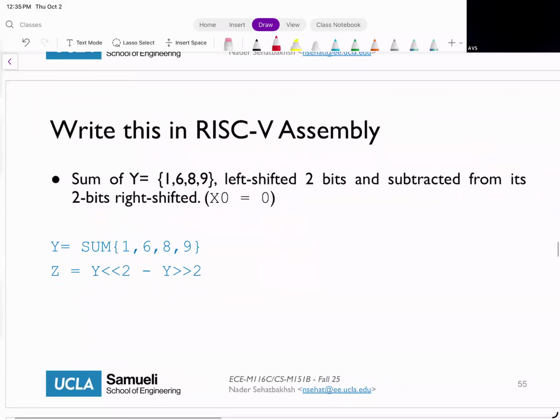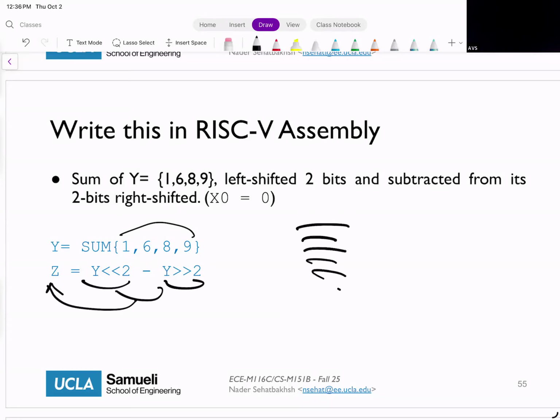Here's another example for you if you want to do this further. If I want the sum of these 4 values, and then I want to shift left y and shift right y and then subtract them from each other and write it to z, write the sequence of assembly instructions that does this operation for me. You can write it down and post it on CampusWire and people can comment on it. Yes? Yeah, y is a variable here. You can choose any registers, exactly.